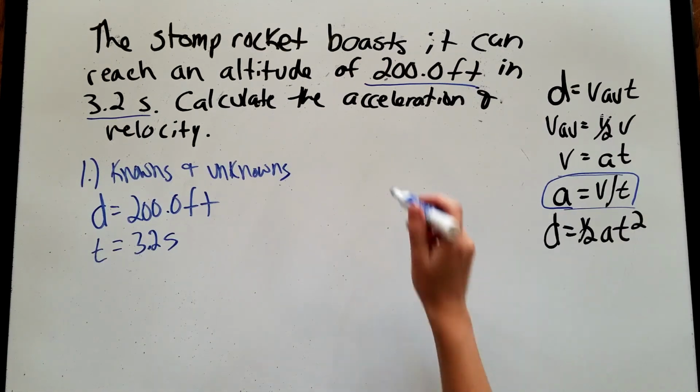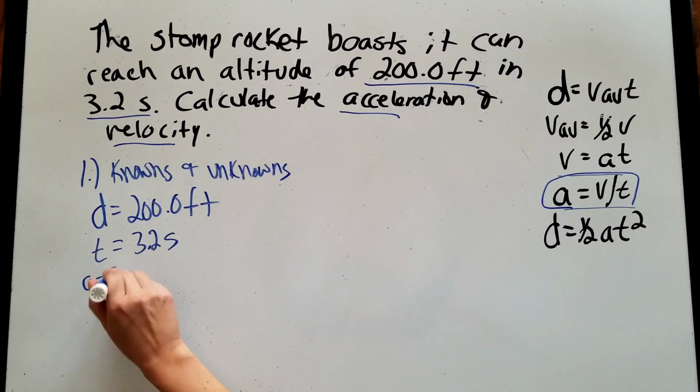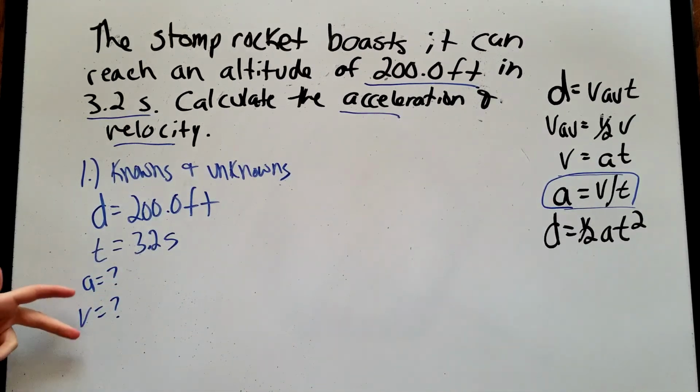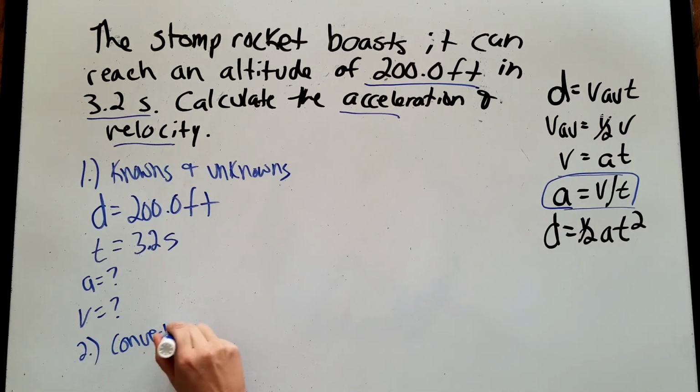Next are the unknowns, acceleration and velocity. So a question mark, v question mark. Once again, I'm solving for 2 different variables, so I'm going to need 2 different equations. Before I go looking for equations, step number 2 is to convert if necessary.